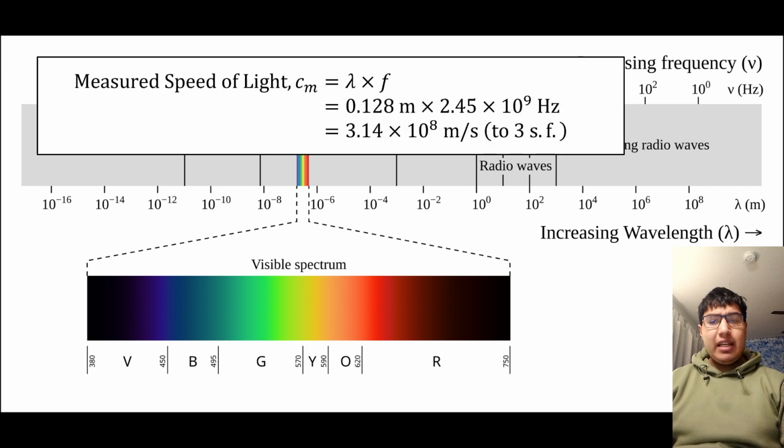The speed of light for any electromagnetic wave is equal to the product of the wavelength of that wave and its frequency. Thus, to calculate it, we simply multiply 0.128 meters with 2.45 times 10 to the 9 hertz to find that our calculated value for the speed of light is 3.14 times 10 to the 8 meters per second to 3 significant figures.